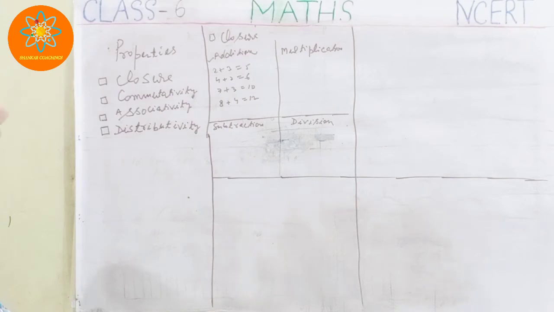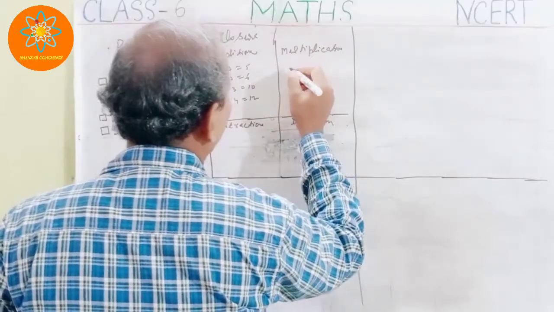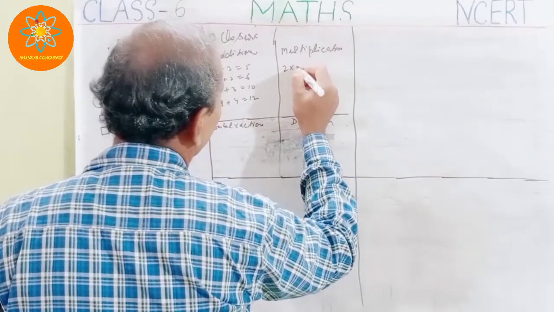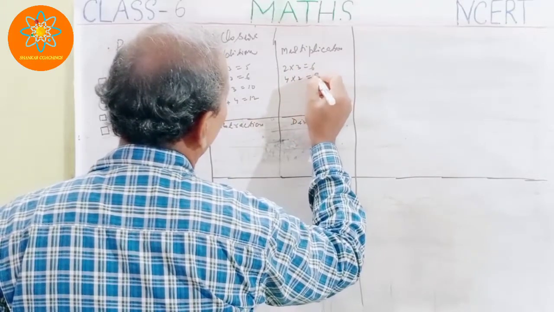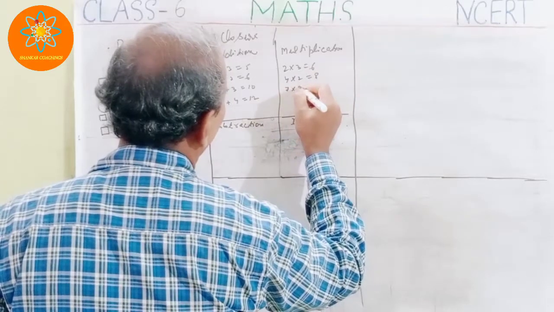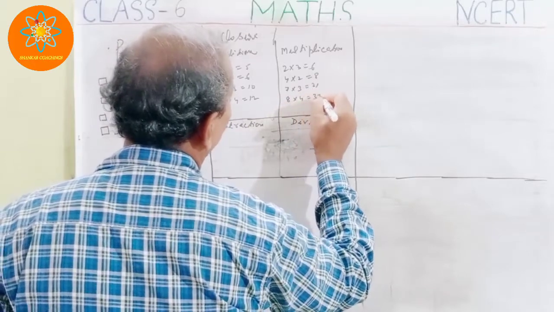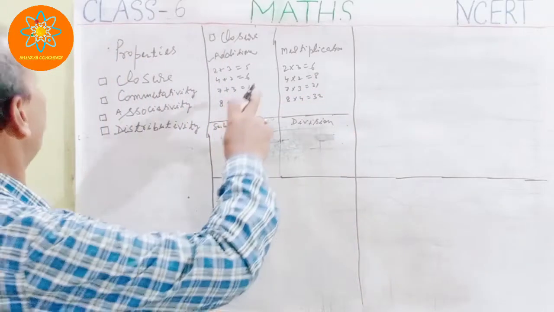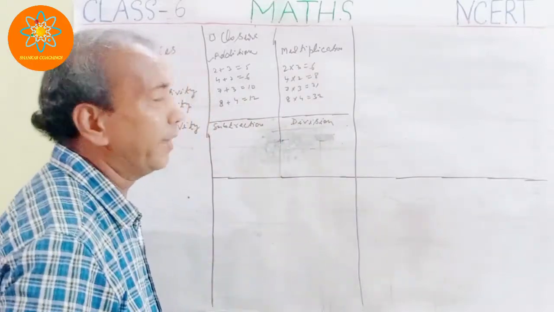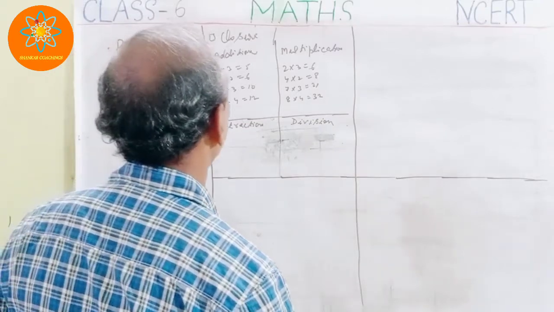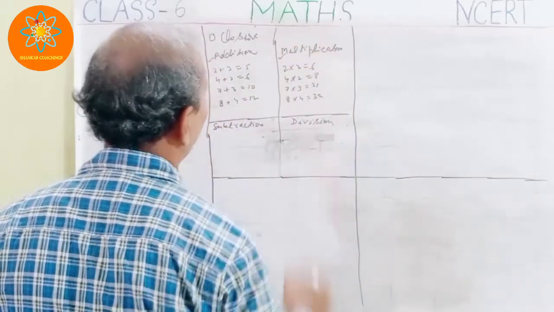Now come to the multiplication. I need two numbers. I have 2 into 3 is equal to 6, or 4 into 2 is equal to 8, 7 into 3 is equal to 21, 8 into 4 is equal to 32. So after the operation we are getting a whole number. So the closure property for multiplication is also true.